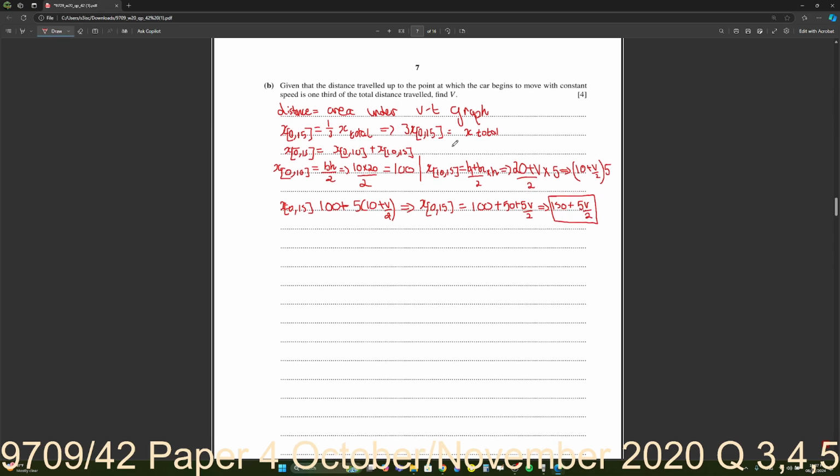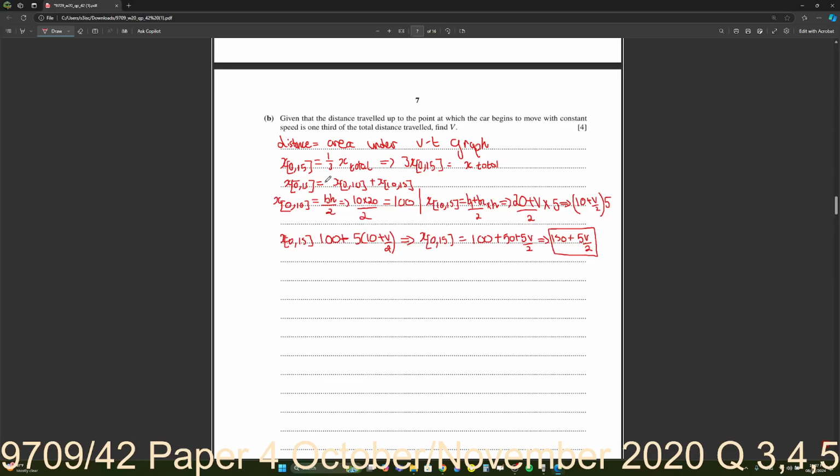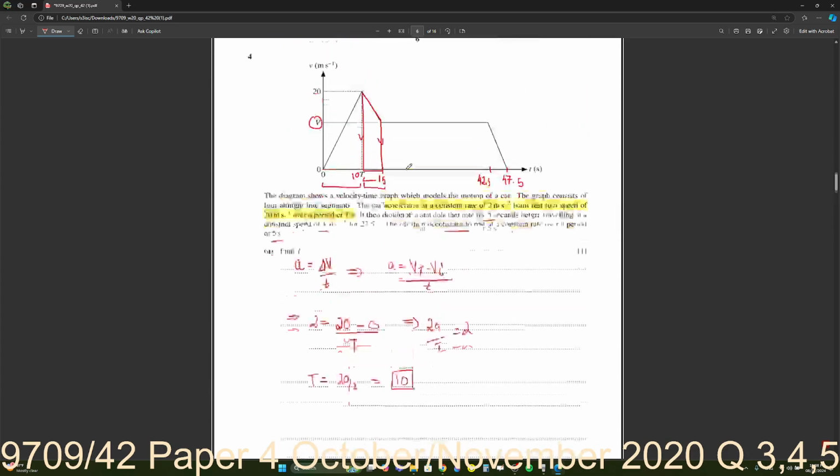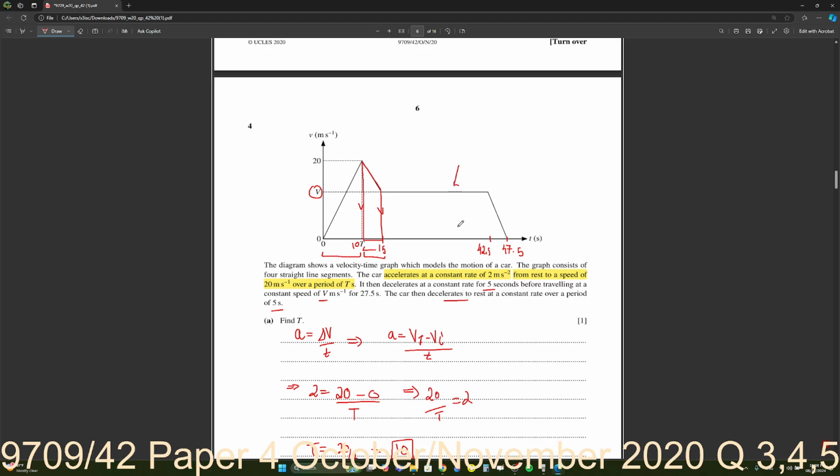We want to know, we know that 3 times x 0 to 15 is equal to x total. We need to find x total. X total is x 0 to 15 plus what? Let's continue going. x 0 to 15 plus the rest of this, right? And the rest of this is actually a trapezoid. This is the base 1, and this is base 2. So I can just find the area of this trapezoid.